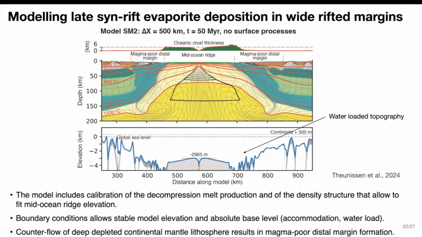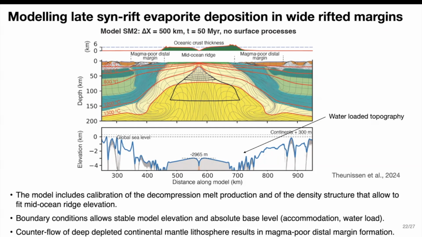The model that we use is the same model as before. The difference here is that now it includes the melt prediction, and it also includes the calibration of the density structure. And this allows us to actually reproduce the mid-ocean ridge elevation. So it means that the isostatic response of the system is calibrated. And the reason why this is possible is just because we use the same boundary condition. It allows a stable model elevation, and it also allows us to define an absolute base level, which is used to define the accommodation for sediment deposition, but also to define the water load.